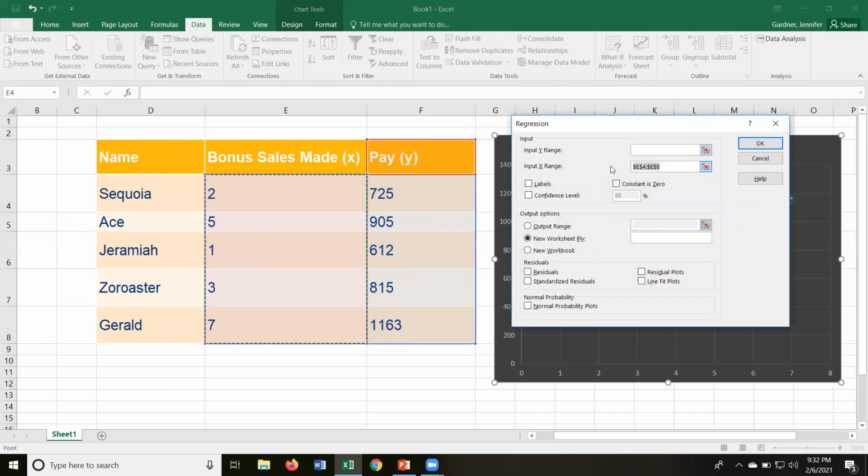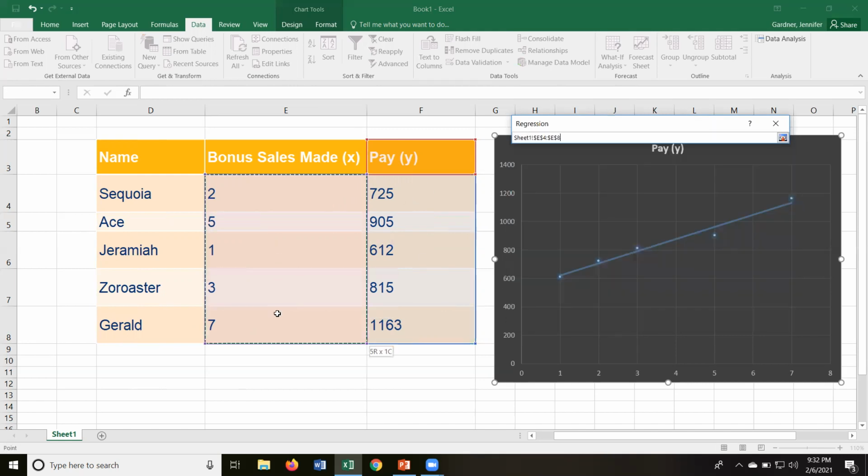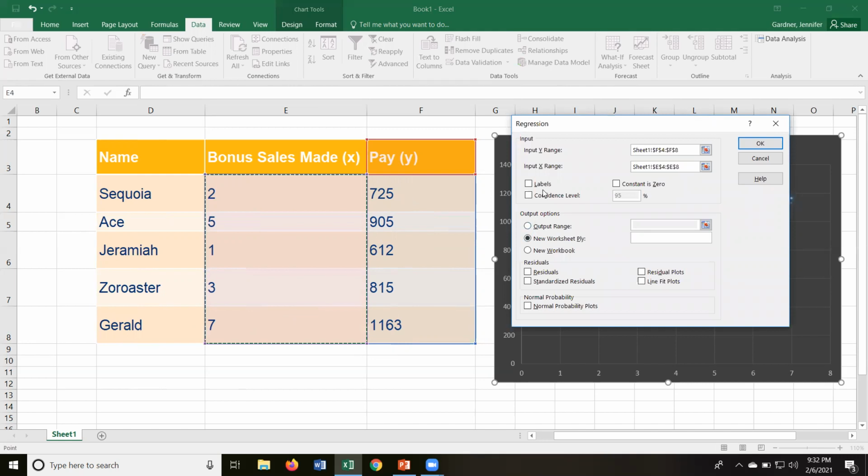This will come up blank. So when it says input Y range, I'm going to have to click and drag my Y range, but just the numbers. And then the X range, click and drag my X range, just the numbers. Everything else doesn't need to be done unless you wanted to see what they were. But for what we need for slope and intercept, we're just going to do Y and X and hit OK.